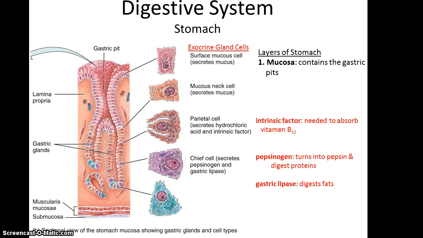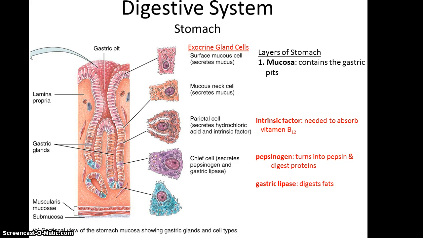Then within the length of the gastric pit, you also have mucus neck cells, which secrete mucus as well. Lower down, you have the parietal cells. These are the cells that secrete the hydrochloric acid and intrinsic factor. The intrinsic factor is needed to absorb vitamin B12. Then there's the chief cells that secrete pepsinogen and gastric lipase. The lipase digests fats, and the pepsinogen gets turned into pepsin when it's in an environment that has a lot of acid in it. And then it will digest proteins.